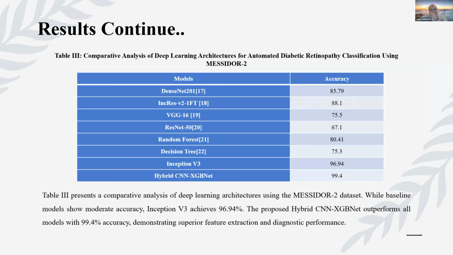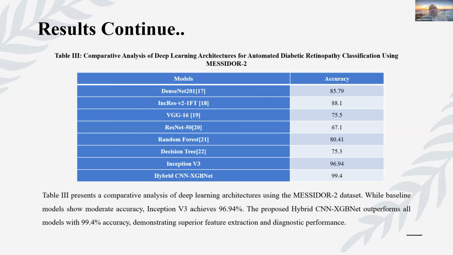Now, I did some more analysis, just to make sure that whatever I'm thinking is correct. So I compared our model with several existing architectures like DenseNet 201, ResNet 50, VGG16, Random Forest, and Decision Tree. While traditional and deep models show moderate to good performance, the hybrid CNN XGBoost achieves the highest accuracy of 99.4%. This demonstrates that combining CNN with XGBoost provides better feature utilization and classification accuracy.